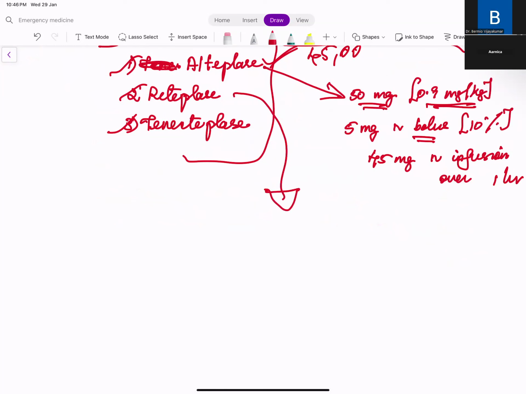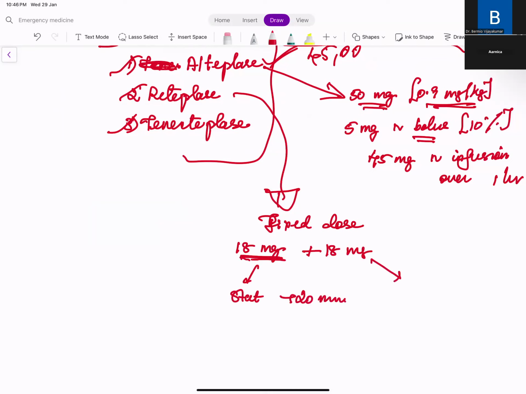Reteplase is a fixed dose. It is not weight based. It should be given as 2 installments, so it comes in 2 bottles. The first 18 milligrams should be given stat. Give a 20 minute break. Give the next 18 milligrams as another stat dose. So this is how reteplase is given.